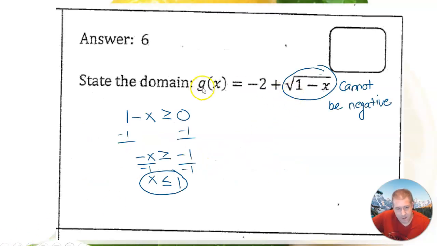All right, for the next question, it says to state the domain. The key here is that a square root cannot be negative, otherwise it would be an imaginary answer. So in order for it to be a real answer, the value inside has to be greater than or equal to 0; it can actually be 0. So I set the value inside greater than or equal to 0 and solved it, which gives me that x has to be less than or equal to 1.